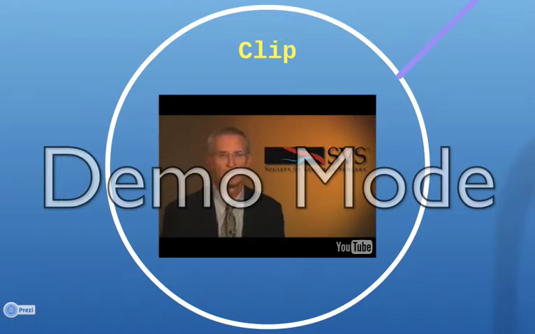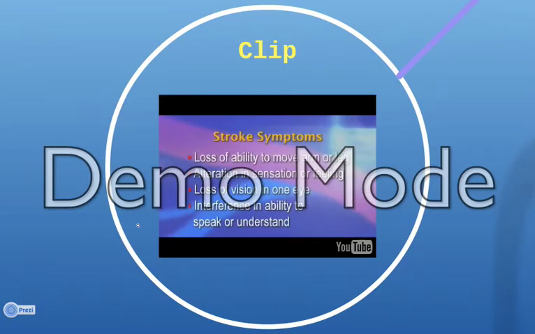There are 4 symptoms that may warn of an impending stroke, and these symptoms may disappear in a few minutes. Loss in the ability to move the arm or leg or both, alteration in sensation or feeling, loss of vision in one eye, and finally interference with the ability to speak or to understand what is being said.